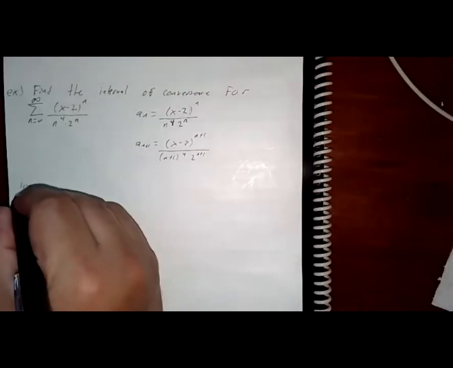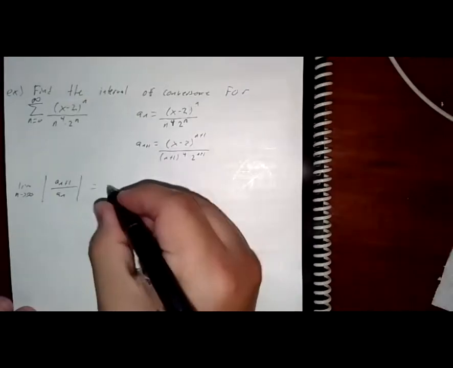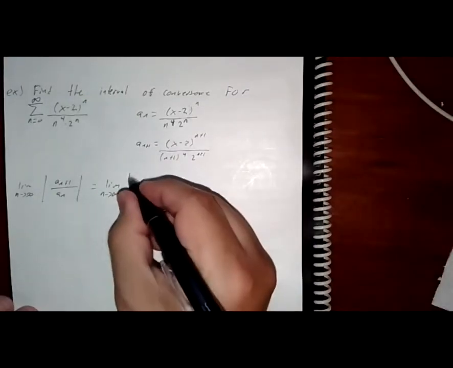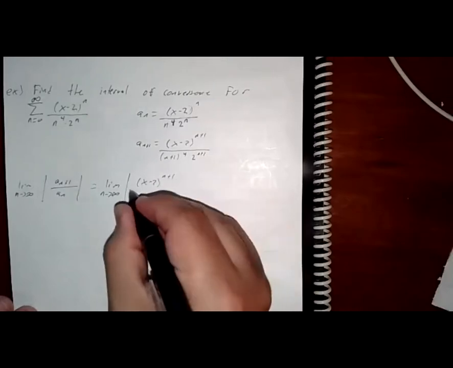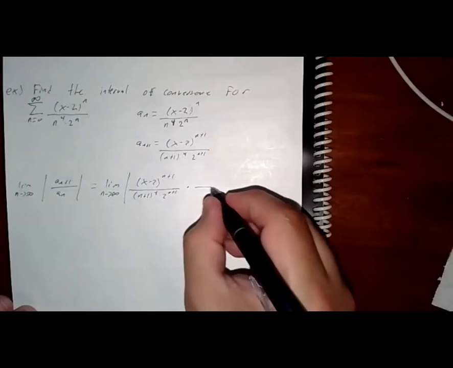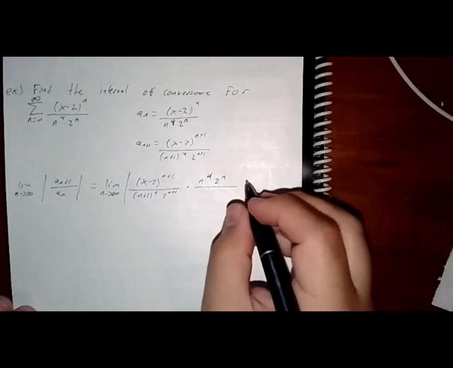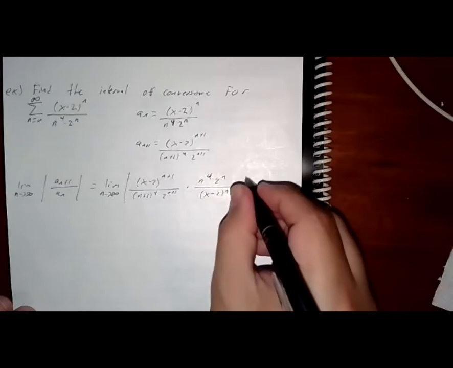So we gotta do the limit as n goes to infinity of, oh, one second. So that would be, I'm gonna skip the fraction step. That'll be (x minus 2) to the n plus 1 over (n plus 1) to the 4th times 2 to the n plus 1, divided by that guy, so it'll be n to the 4th times 2 to the n over (x minus 2) to the n, right?